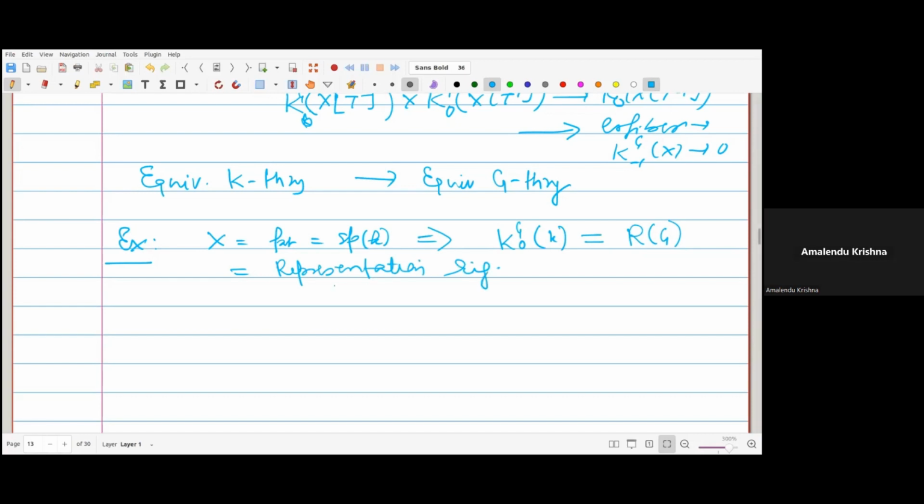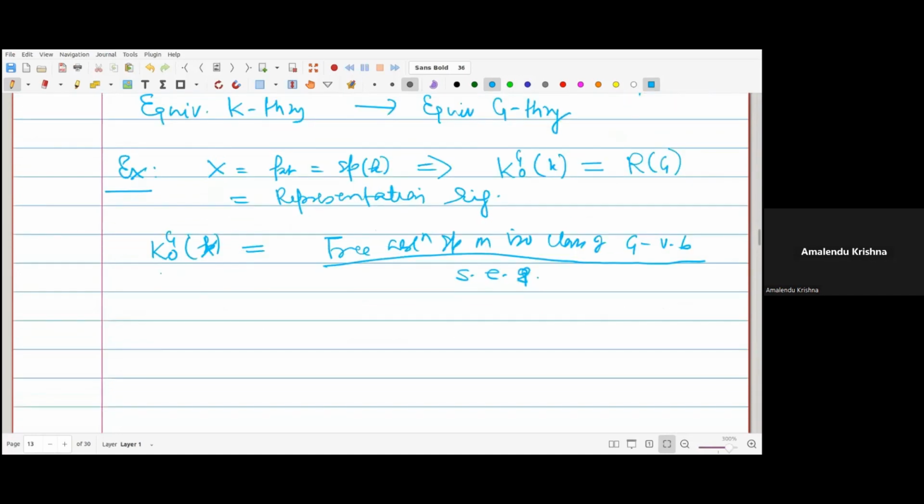I should tell you that Quillen already proved that if you have an exact category like this, and you take pi_0 of that, so it's K_0 of G of a point, or K_0 of G of X, you can check that this is nothing but the free abelian group on isomorphism classes of G vector bundles modulo short exact sequences, as usual. So it is very clear that K G of Spec k is the representation ring.